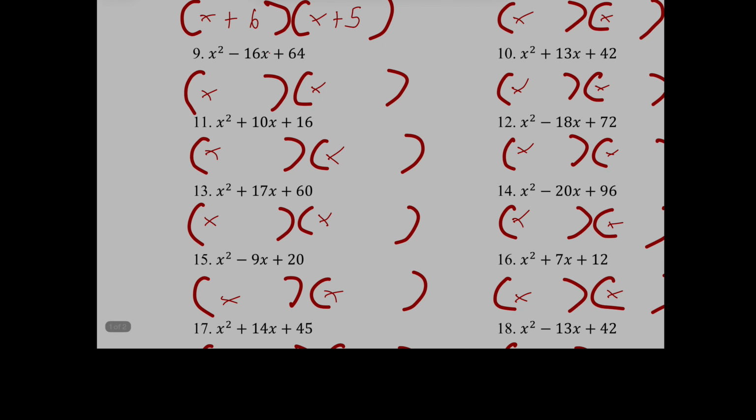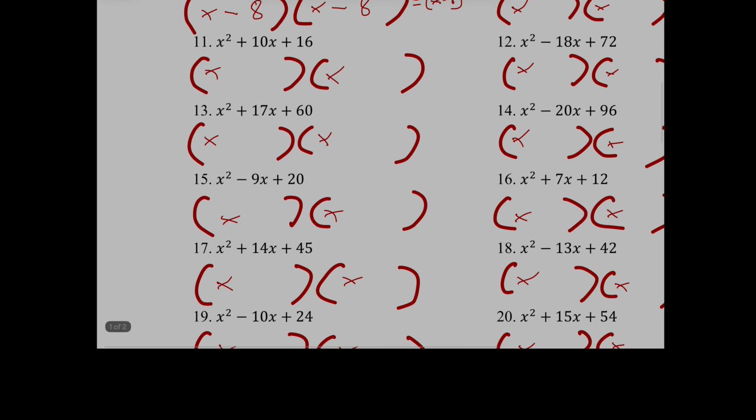Okay, going on. Third term positive, signs are the same. Take the sign of the middle, which is negative. So this is going to be minus minus. What multiplies to 64 and adds to 16? That's going to be 8 and 8, which could also be written as x minus 8 quantity squared, but that's not wrong.